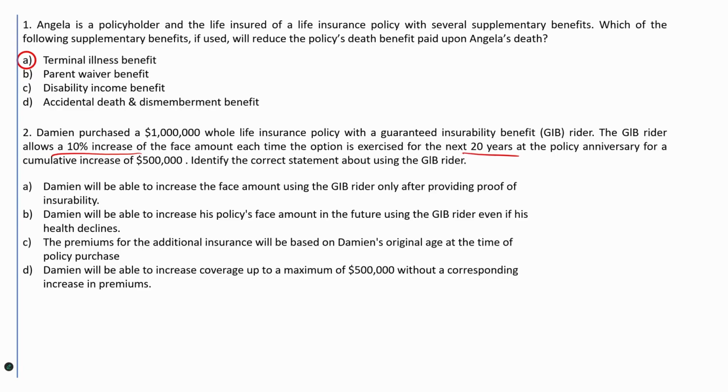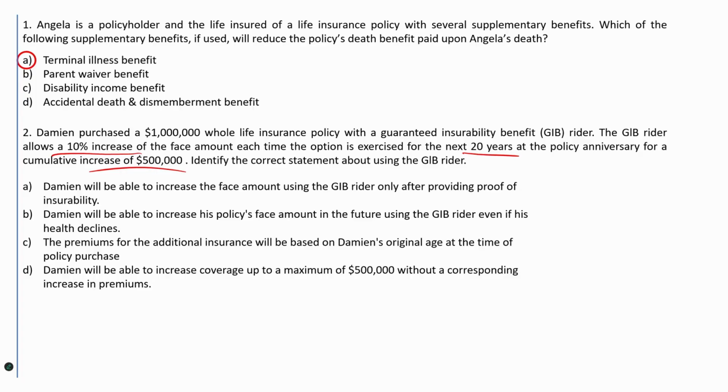So after 20 years, they can't do it anymore. Until 20 years, they can use this at the policy anniversary for a cumulative increase of $500,000. So it can't go more than $500,000 as well. If they go 10%, 10%, 10%, basically it means that they can exercise this GIB rider 5 times in the next 20 years to add $500,000, because 10% of 1 million is $100,000. So they can do this 5 times.